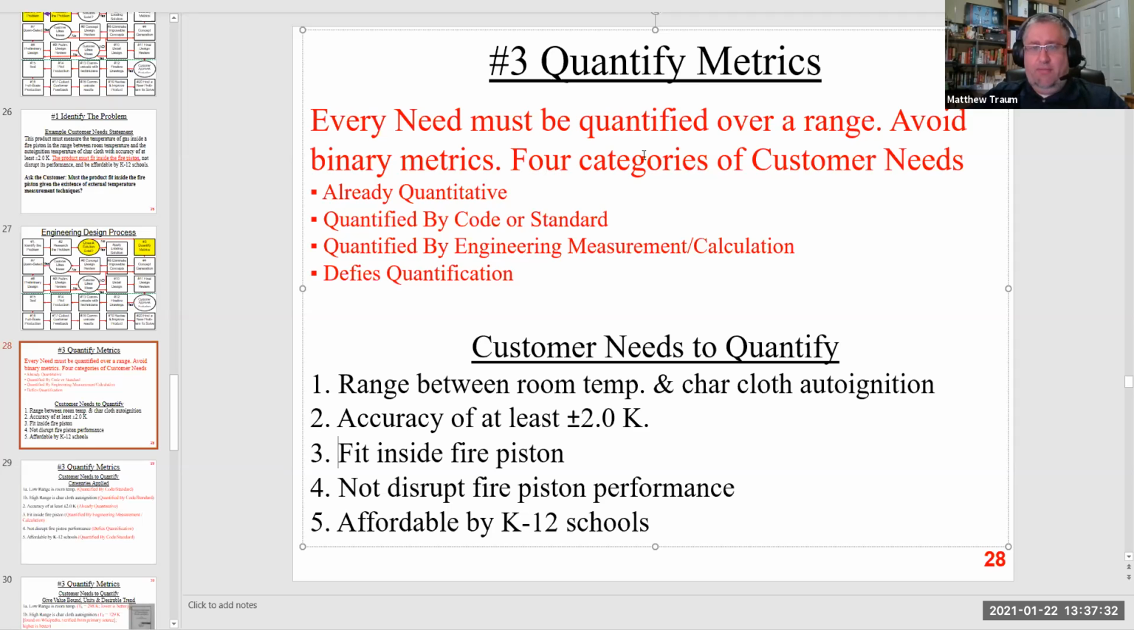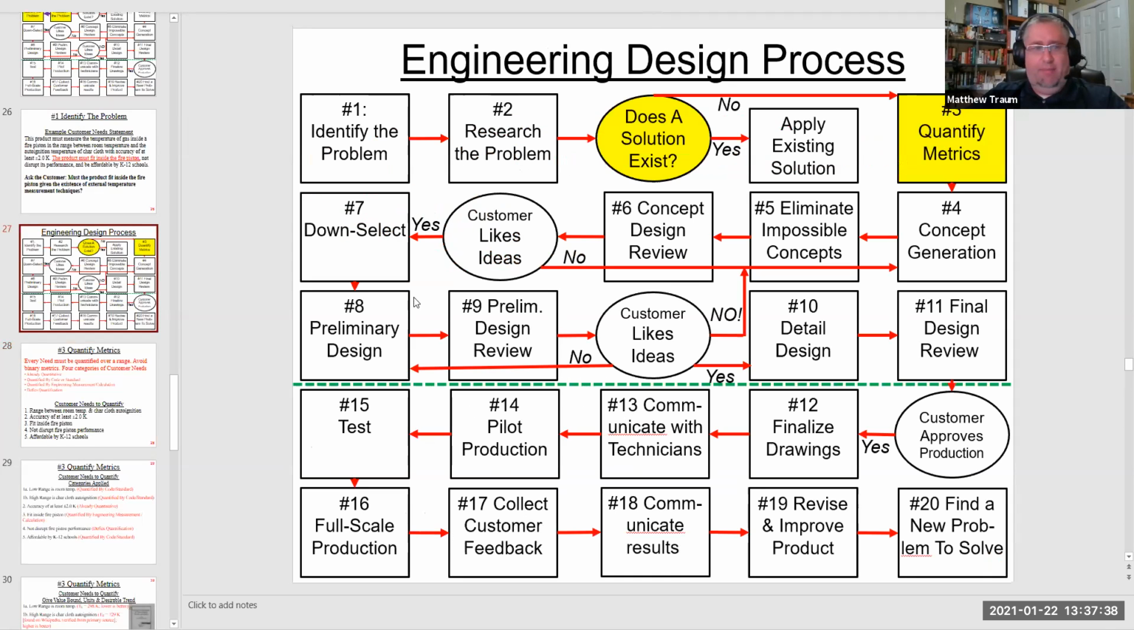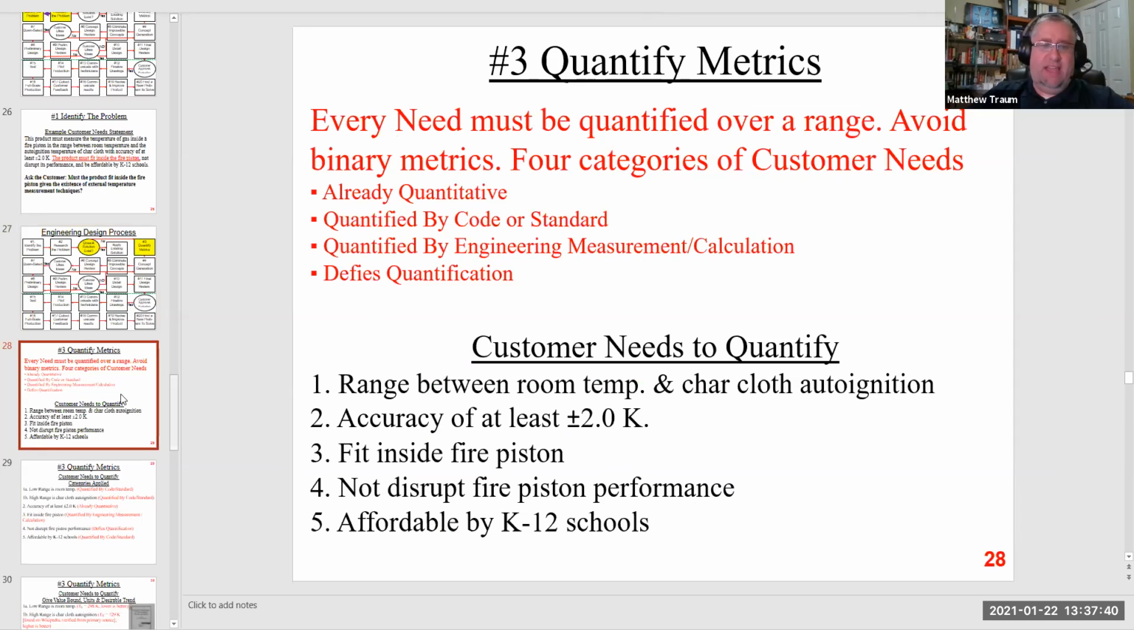Now, there are four categories of customer needs. I have a whole lecture on quantifying metrics, so I won't go into this in great detail, but there are four of them. There's already quantitative, quantified by code or standard, quantified by engineering measurement or calculation, or customer needs that defy quantification. And I have techniques to develop numbers for all of these different types of customer needs.